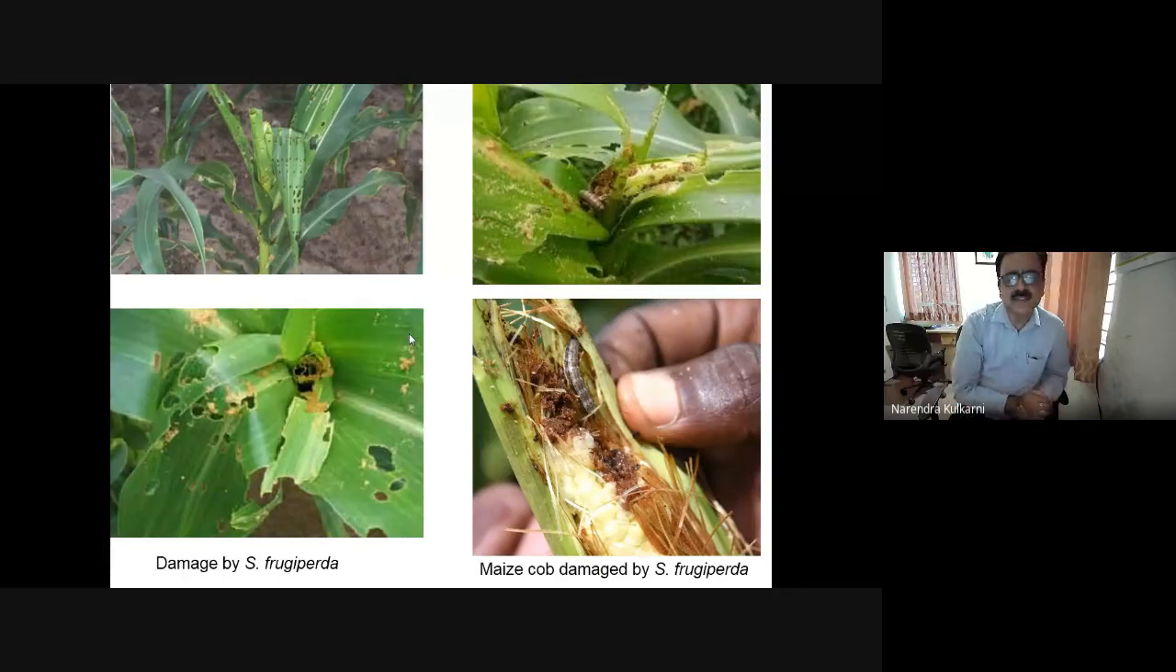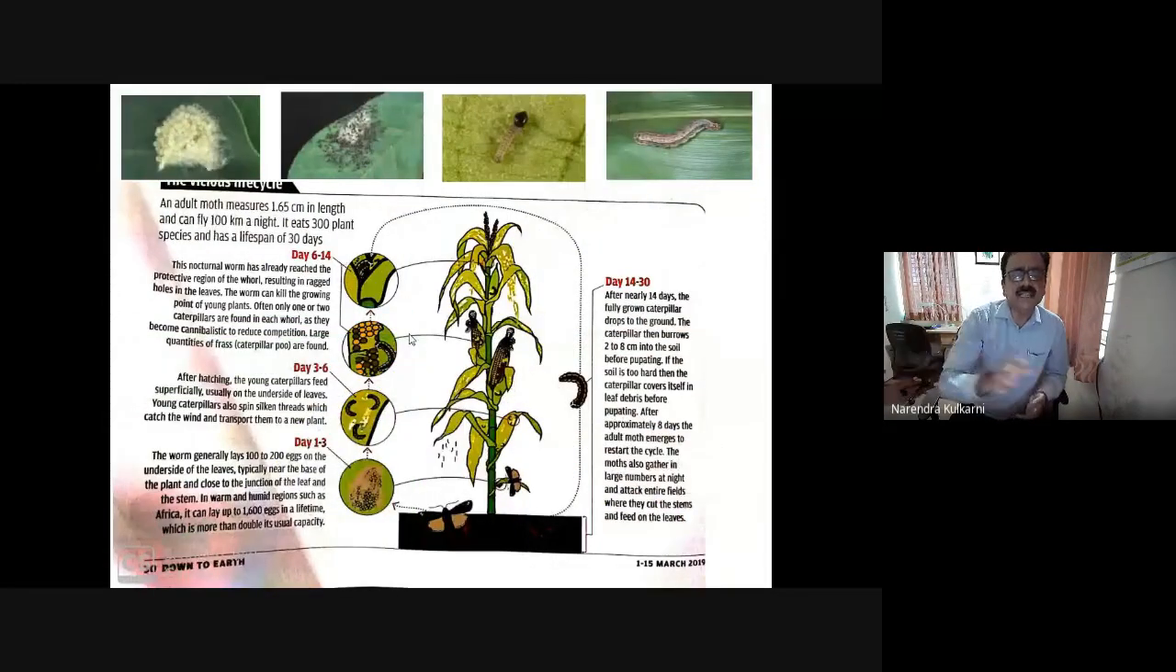If you see, first there are pinhole symptoms, and it starts scraping and feeding on the leaves, and a lot of fecal material is inside the whorl of the maize plant. At a later stage, this fall armyworm has the ability to cause damage to developing cobs also. Now if you see the simple life cycle and how it causes damage and spreads: the adult insects are nocturnal and lay eggs just 10 to 15 centimeters above the ground, choosing the lower leaf. By laying the eggs, the fecundity is very high.